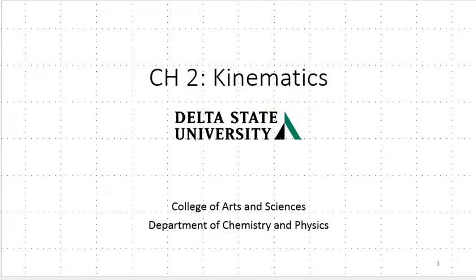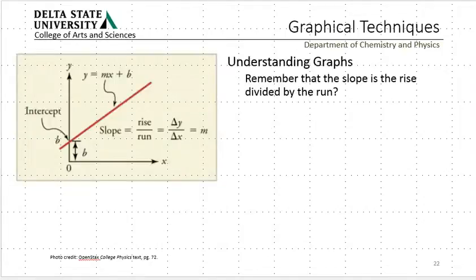All right, welcome to part 5 of chapter 2. We're going to talk about graphical techniques here, and it really alludes to something I talked about earlier, that velocity is the slope of the position versus time graph. Acceleration is the slope of the velocity versus time graph.